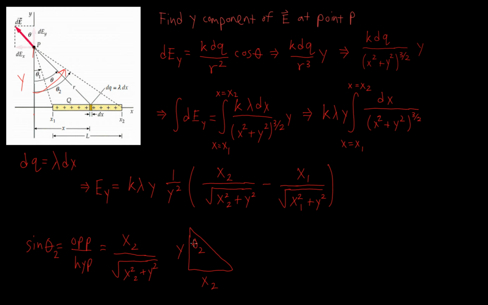And similarly, if we did that for sine of theta 1, we would get that the opposite side to theta 1 on here corresponds to x1 divided by the hypotenuse. And we get the hypotenuse by using Pythagorean's theorem.